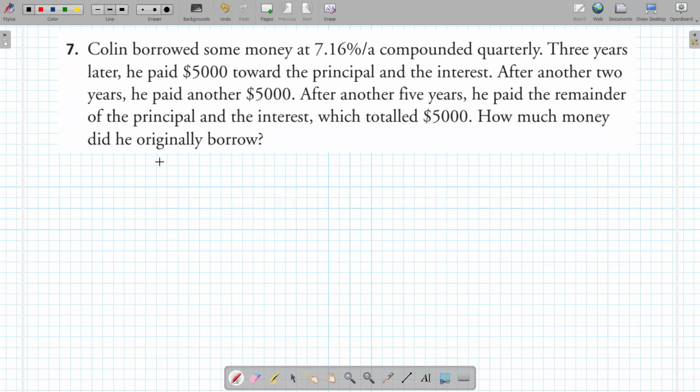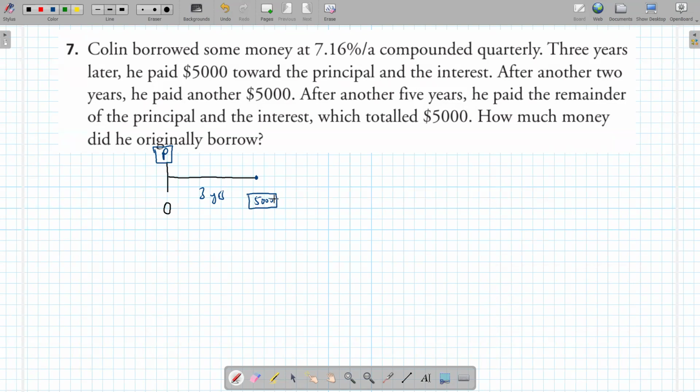So this is time 0. At this point, he borrowed some money. We don't know what it is. We're going to call that X, or you can call that P. We don't know how much money he borrowed. 3 years later, at this point, he paid 5,000. So it's like, here you go, you can have 5,000, bank.